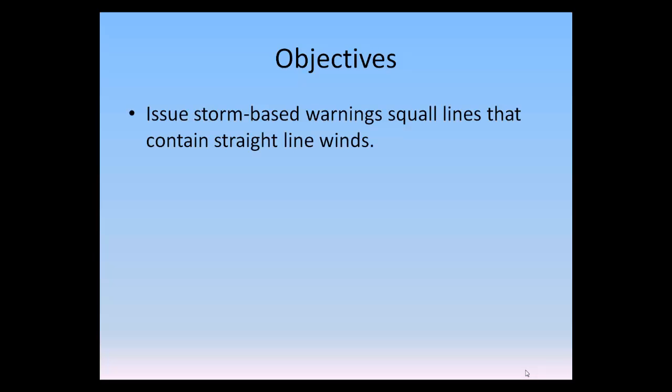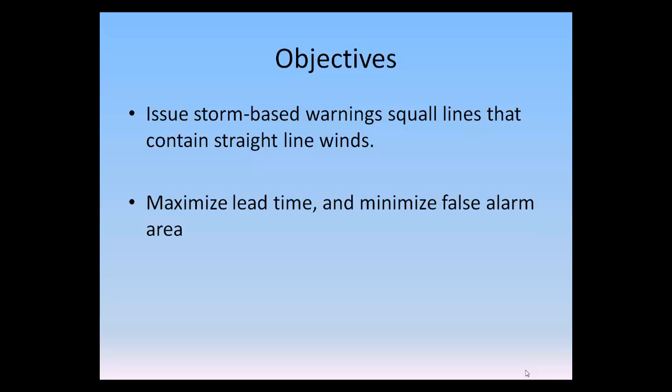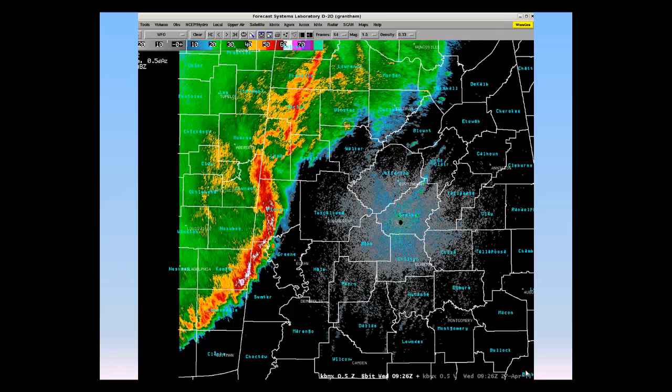Our objectives for this lesson are to issue storm-based warnings for squall lines that contain straight-line winds. We want to do that by maximizing lead time and minimizing false alarm area. Let's get right to some examples.